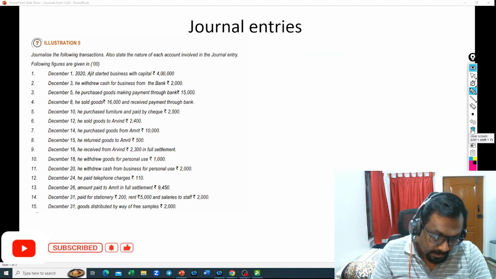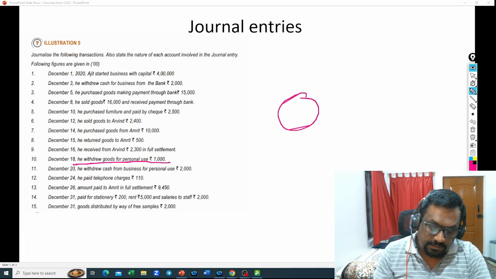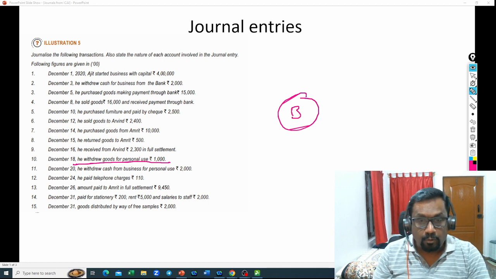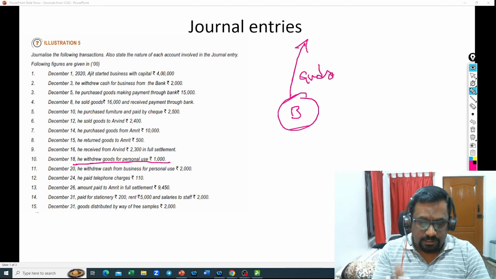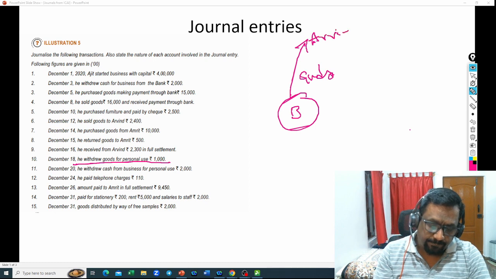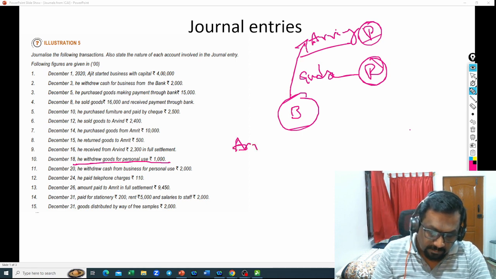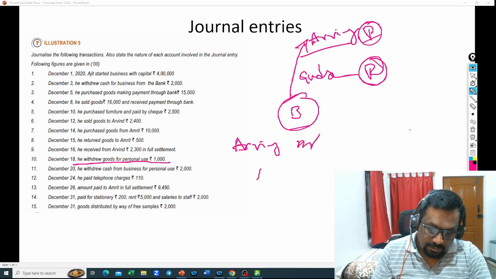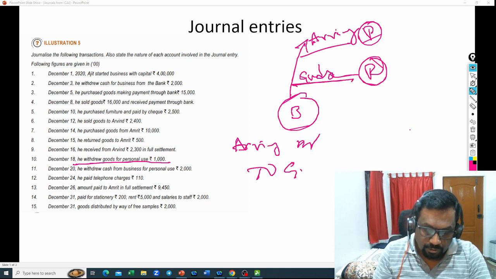Next, he withdrew goods for personal use, 1,000. This I discussed in my previous video. When Ajit withdraws the goods, what goes out? What comes in? Nothing. When goods are going out, who is the receiver? Arvind. So Arvind comes under personal account. Goods comes under real account. Arvind is receiving, receiver to be debited. So Arvind account debit. Goods are going out. Real account principal: debit what comes in, credit what goes out. Goods are going out, so you need to credit goods account.